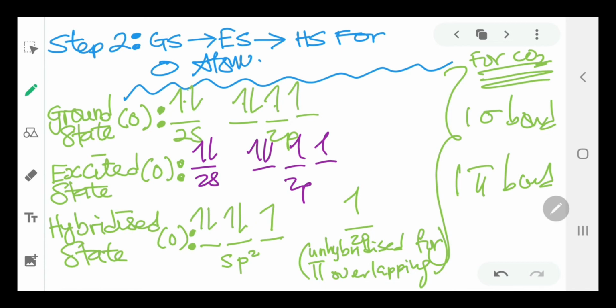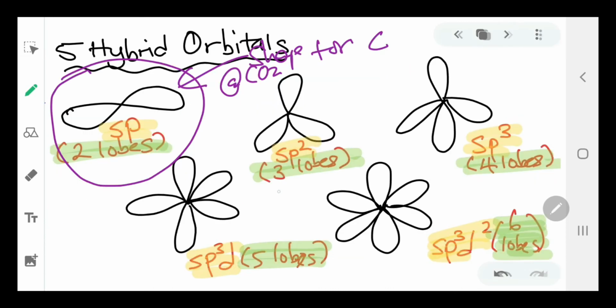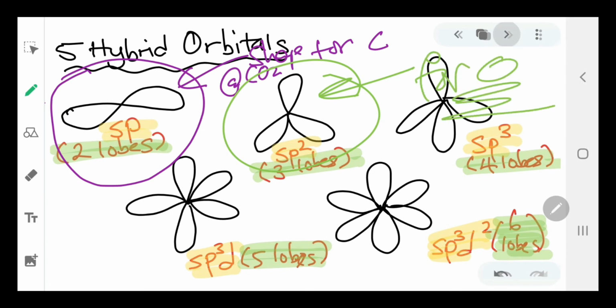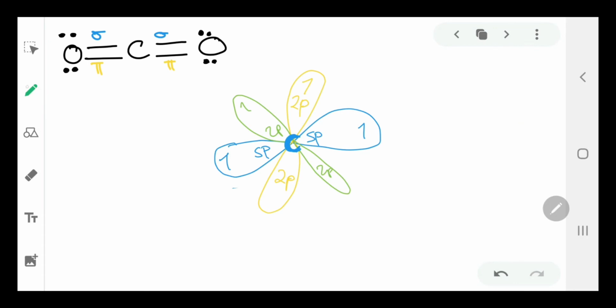Okay, so to be safe, it's just better for you to redraw that one for the excited states. Although you don't have anything to get excited, because we already have the 2 unpaired electrons right over there. Right, so for sp2, the shape is going to be that one. Okay, so that is for the oxygen. So we have it like this. The shape is sp2. So what we're going to be doing here is you're going to draw like that.